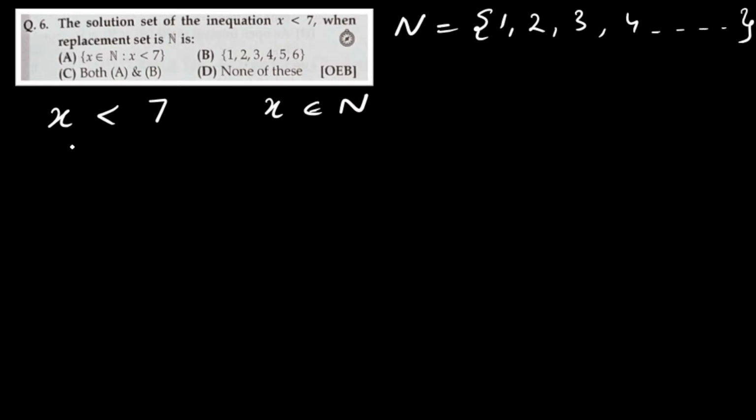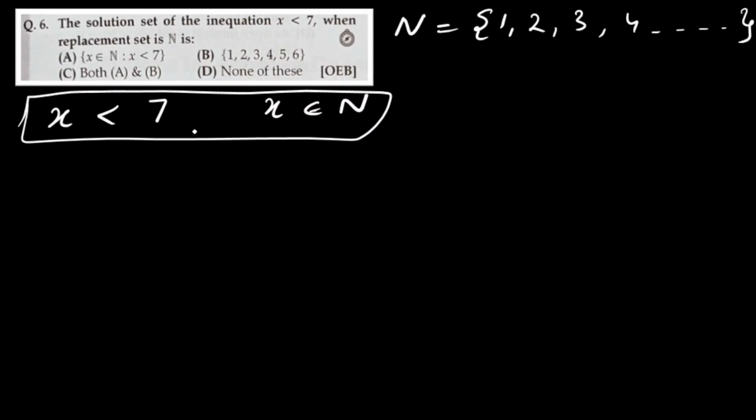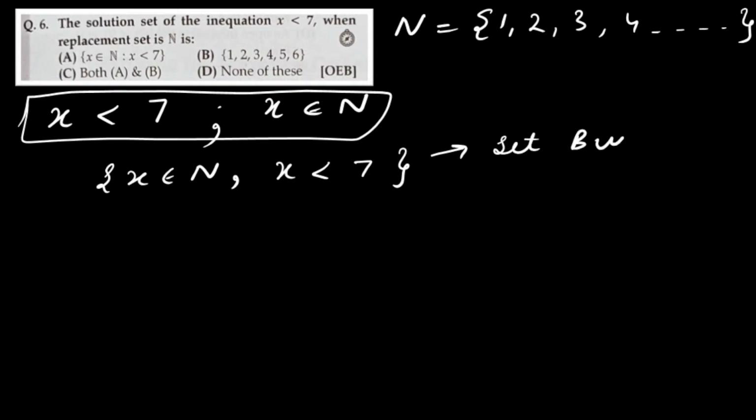This is also a solution. We can write the solution in this form also. I can write here the solution set is x belongs to natural numbers where x is less than 7. So this is what is called set builder form. We can write sets in this form also. Set builder form.